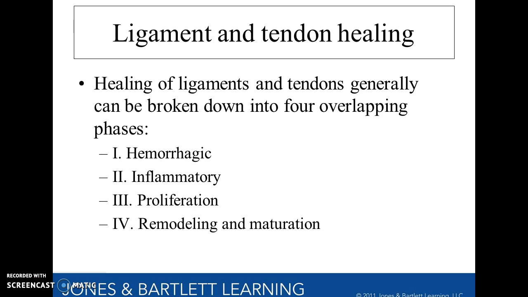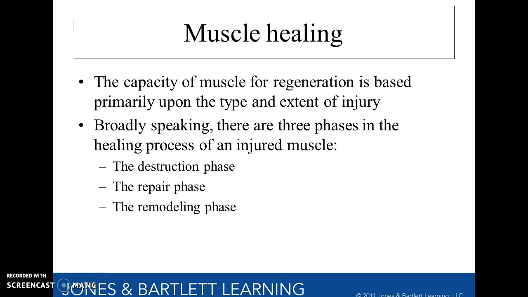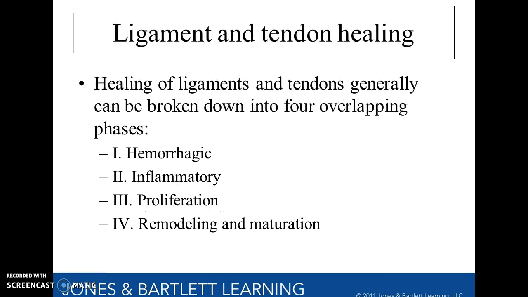phases occur during muscle healing, that there's a repair and a remodeling phase, and that in ligament and tendon healing that the phases are similar with this remodeling phase, so just understand the general concepts between them.